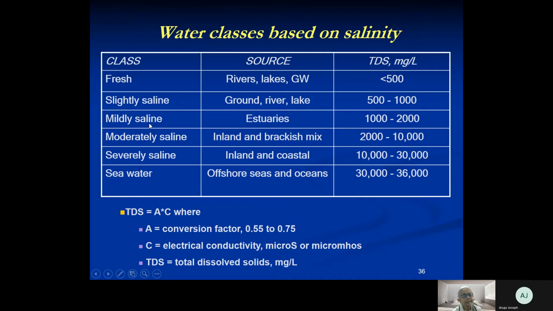Then we come to mildly saline. So in the coastal areas where the freshwater stream meets the seawater, that area is called estuarine or estuaries. So these are mildly saline water bodies, and they have TDS from 1000 to 2000 or even higher. Then you have moderately saline. Moderately saline means inland and brackish water, 2000 to 10,000. Severely saline is inland and coastal water, 10,000 to 30,000. Seawater is 30,000 to 36,000 milligrams per liter.